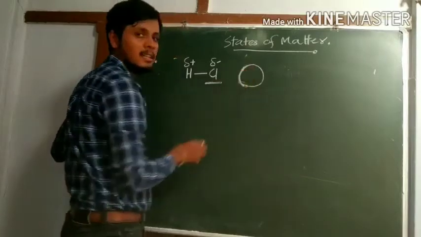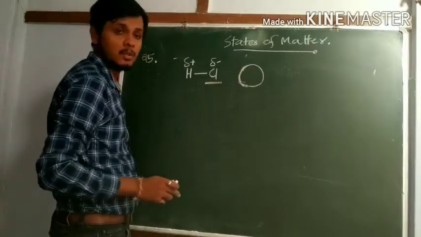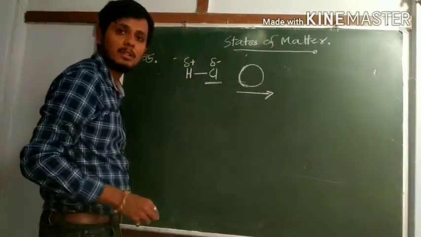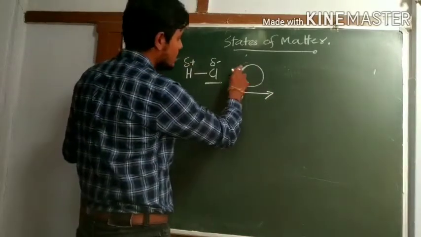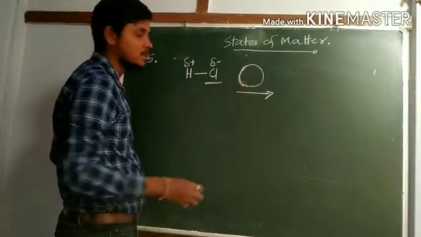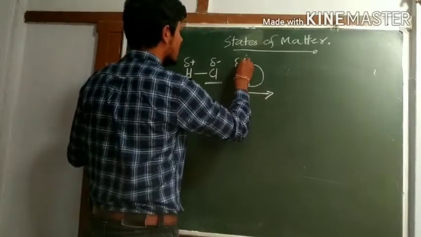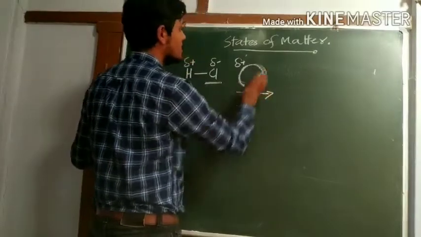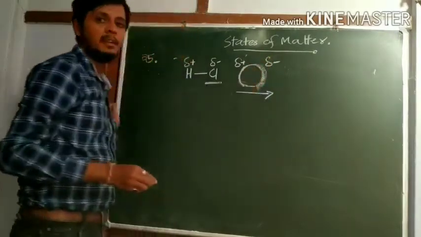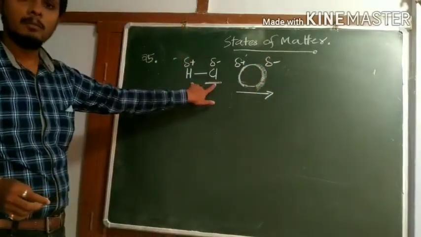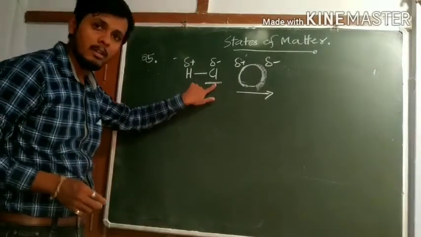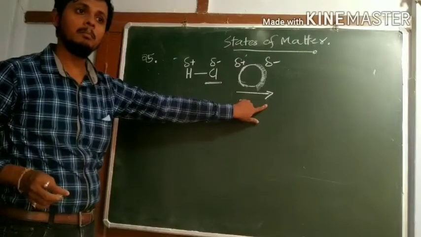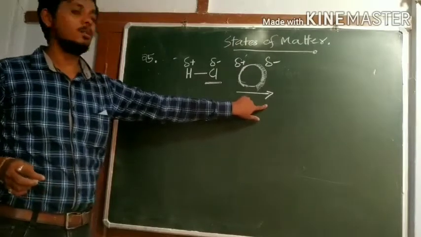the electron density that is nearby chlorine, so that these electrons shift in the opposite direction. As a result of this, on this side the electron density will decrease. Here we will have delta positive, and on the other side the electron density will increase, here we will have delta negative. So this is a dipole. This was not a dipole before, but it has become a partial dipole.